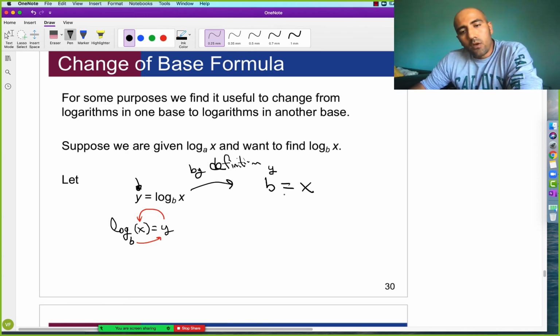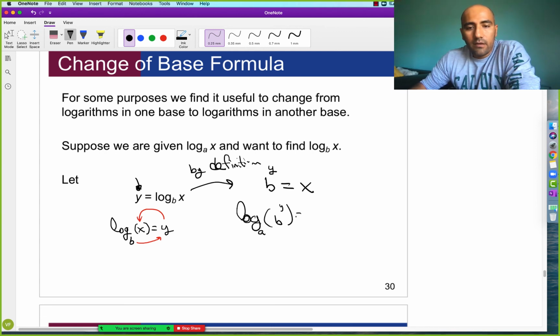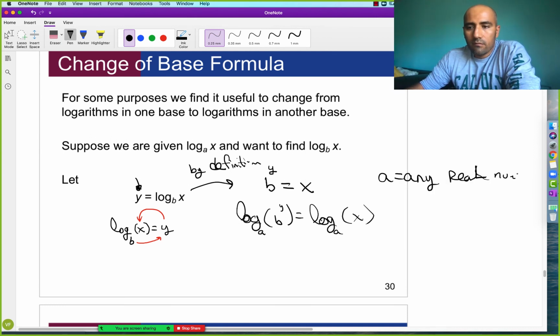All right, so now what we can do is apply a log to both sides, as long as it's the same log. And we can apply whatever log we want. So let's say we apply log base a to this side, b to the y, and we apply log base a to the other side. Right? We're maintaining that equality. We're applying the log to both sides, the same index, and a is anything you want, any real number.